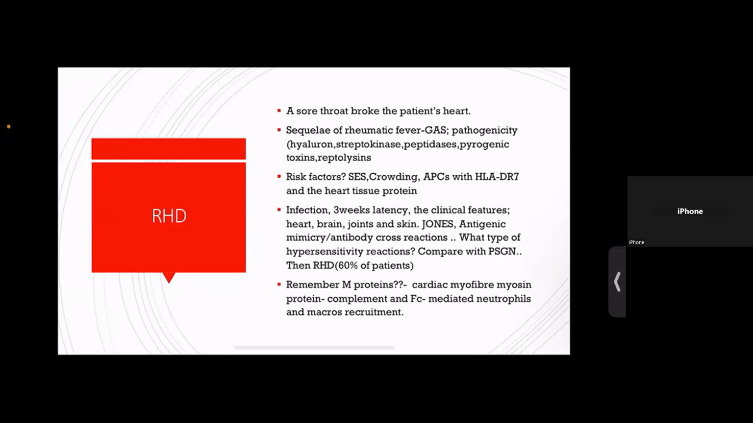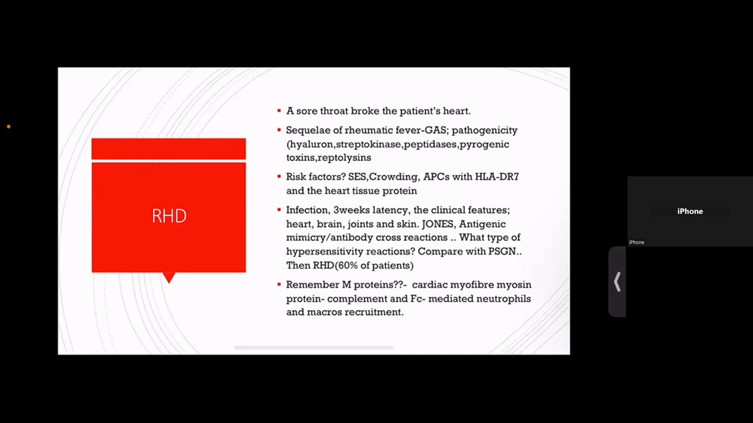Because of this cross reaction between the antibodies that are produced against the M proteins, this is what leads to this sequela, what we are referring to as rheumatic heart disease. About 60% of those who get rheumatic fever can end up getting rheumatic heart disease. And remember the risk factors for rheumatic heart disease. One of the predisposing factors is the what?